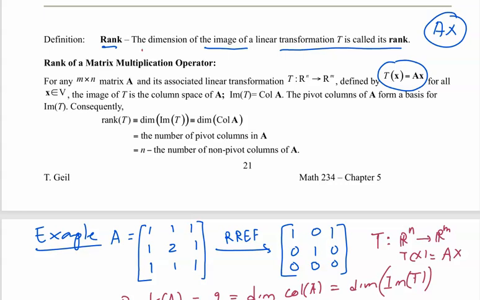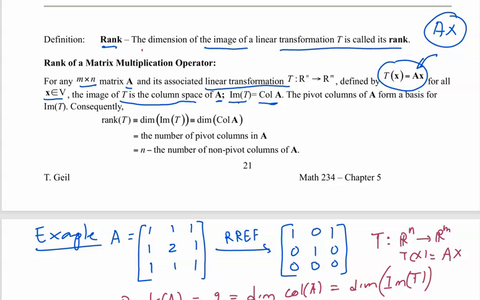All right, so here for a matrix M by N, A is associated to a linear transformation. We talked about that, right? Matrix vector multiplication is a linear transformation. When I multiply a matrix A by a vector V, it is transformed into a different vector. That's the linear transformation. So for all x's as input, the image of T is the column space of A.